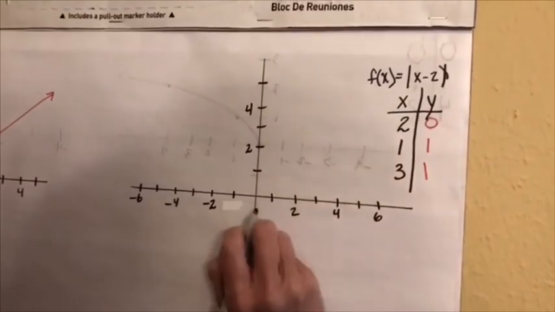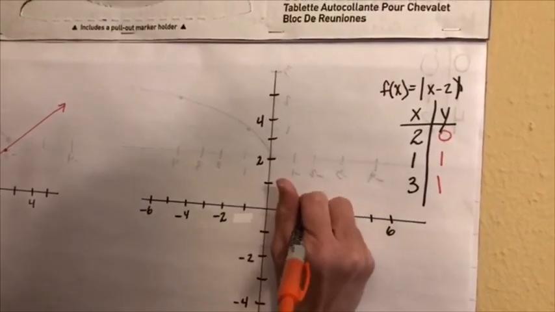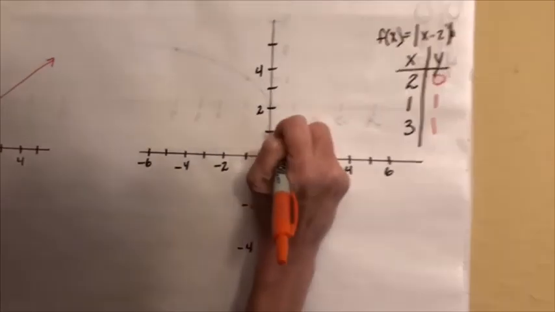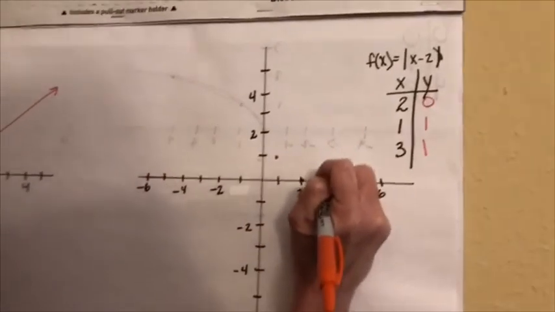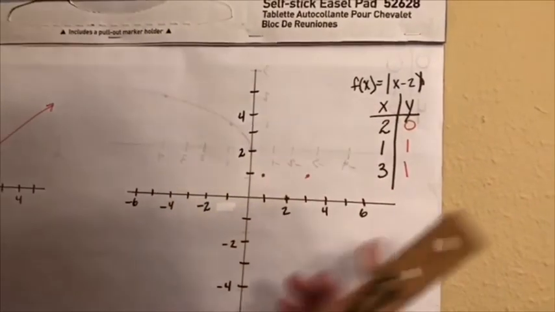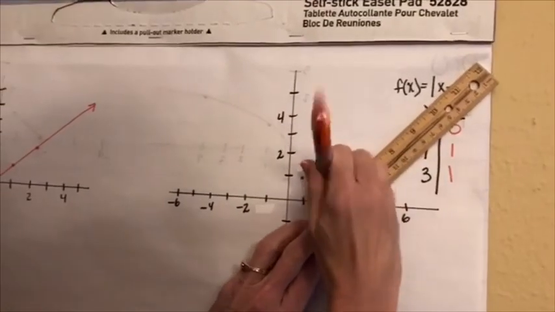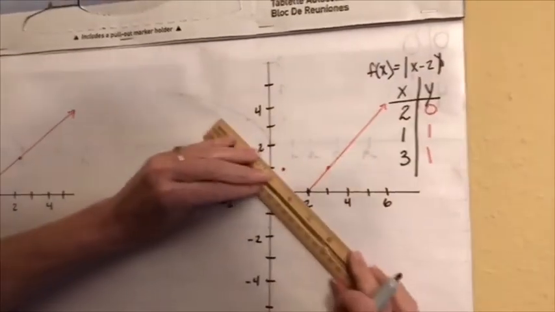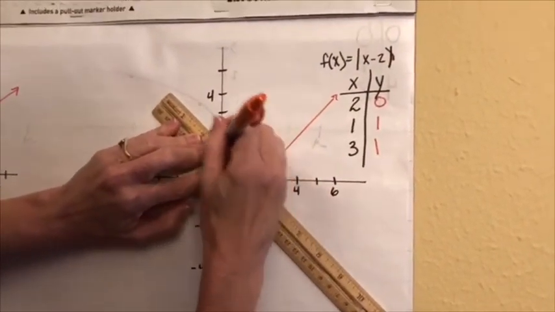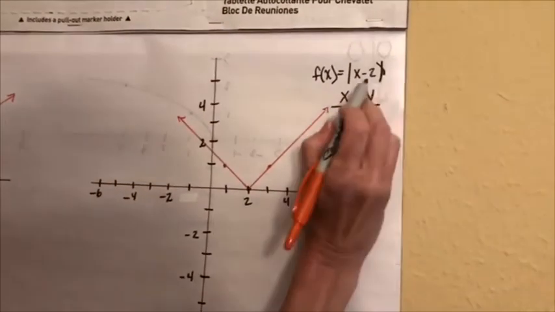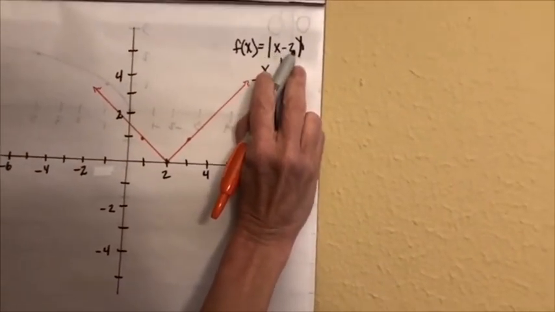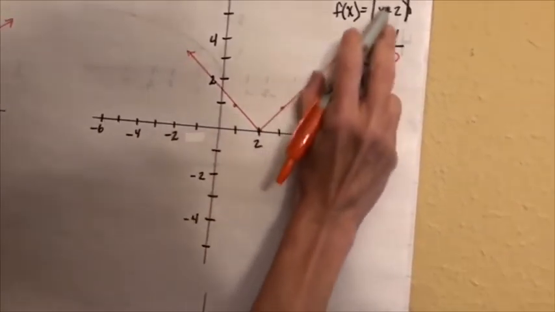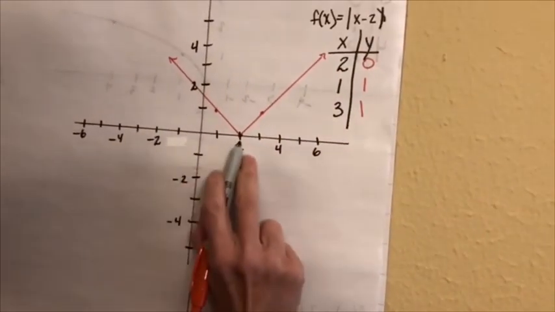So this is just going to give us a general idea. If you go over to 2, 0, 1, 1, and 3, 1. Idea that we have another corner, but it's shifted over on the x-axis. And you can imagine if this said x plus 2, we would end up shifting in the negative direction. But because it's x minus 2, we shift in the positive direction.